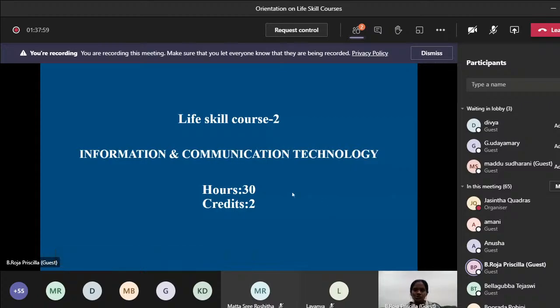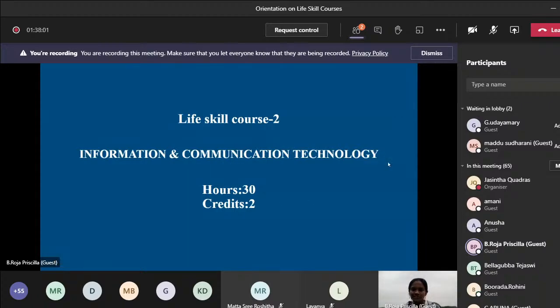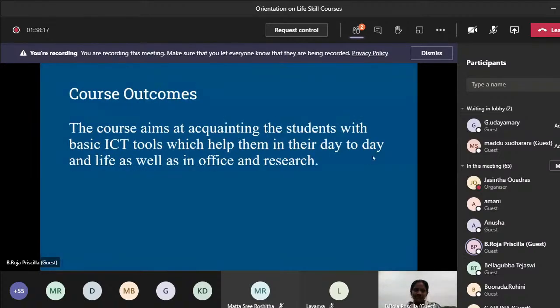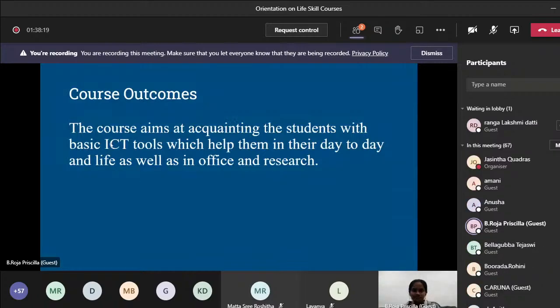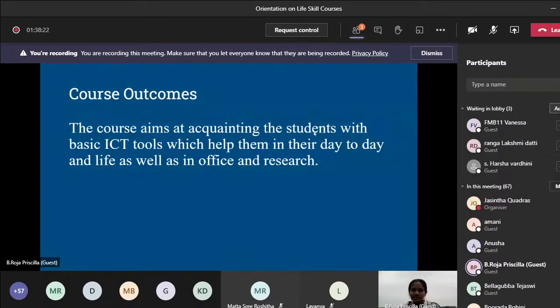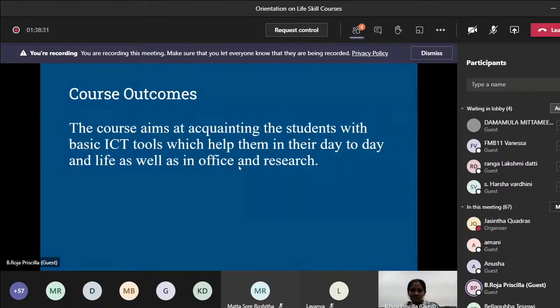The Life Skill Course 2 is Information and Communication Technology. The course is of 30 hours and it holds 2 credits. Hope you got the title of the course. It is Information and Communication Technology. The course aims at acquainting the students with basic ICT tools which help them in their day-to-day life as well as in the office and research.